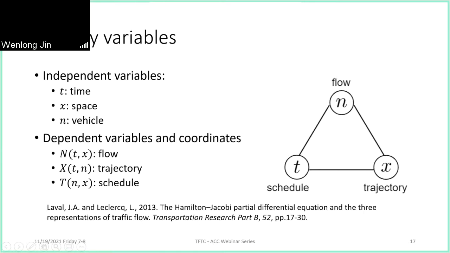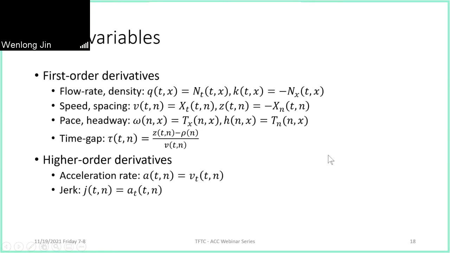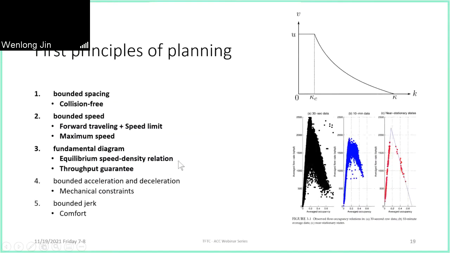Talking about that, in physics, in fluid dynamics, the corresponding coordinate would be called Eulerian, and then this one would be Lagrangian, and the third one would also be Lagrangian. But these days I like to call them flow coordinates, trajectory coordinates, and schedule coordinates. I feel that is more intuitive for traffic flow. But anyway, from this we can define well-known first order variables such as flow rate, speed, pace, and so on, and also higher order derivatives.